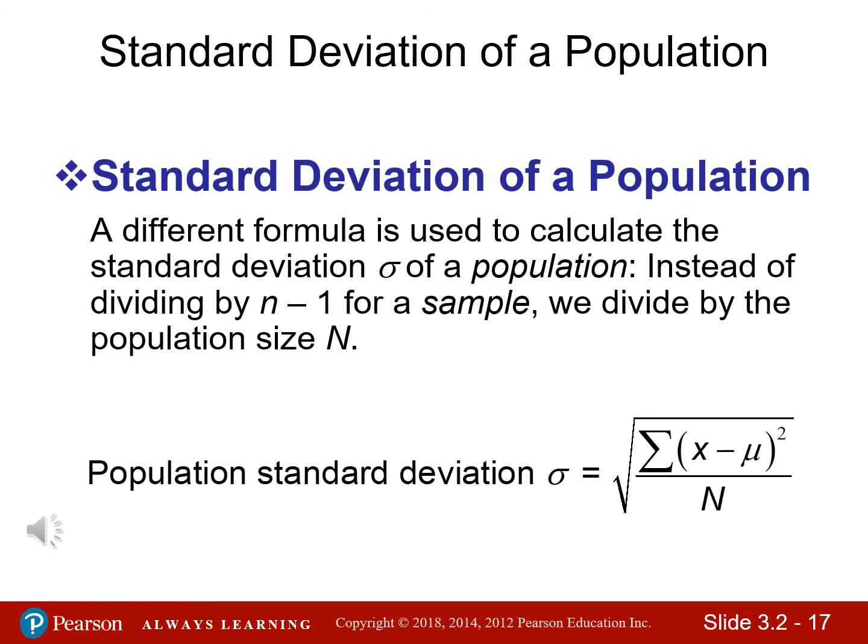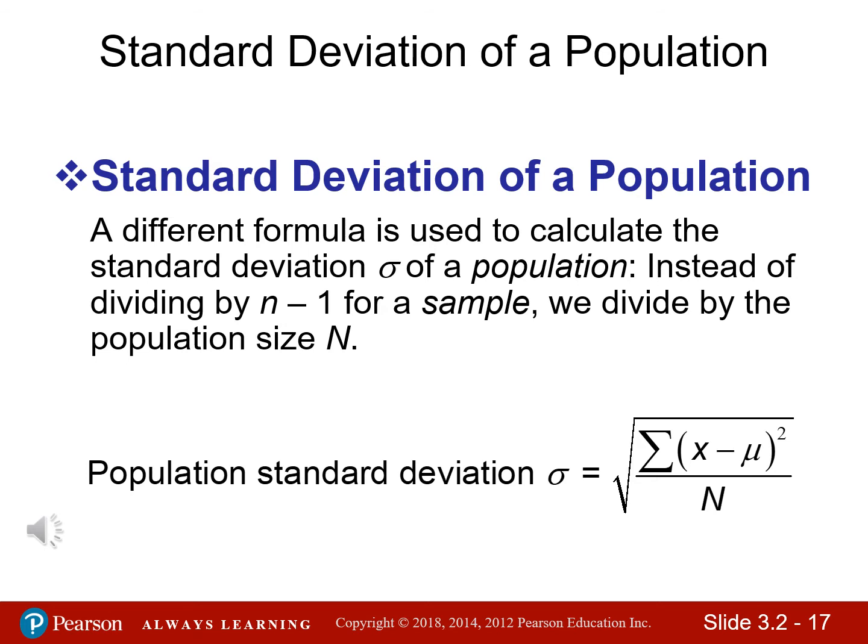Now let's look at the formula for the population standard deviation. As you can see, the only difference between the sample standard deviation and the population standard deviation is the value in the denominator. For the population standard deviation, we will divide by the population size, capital N.